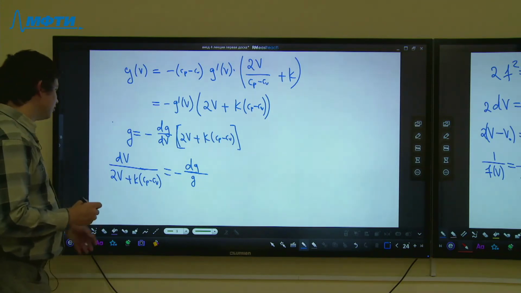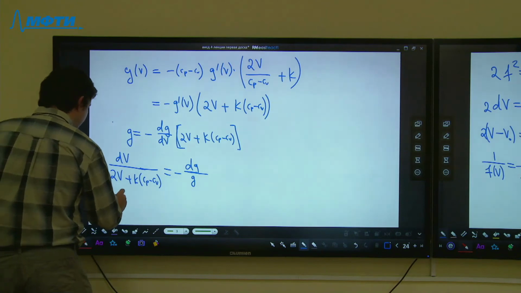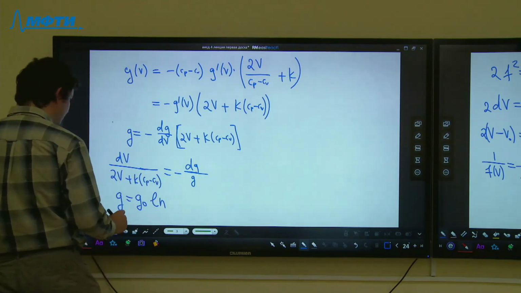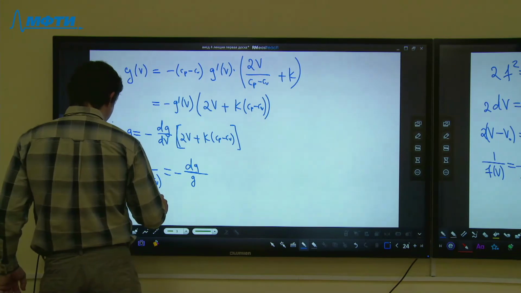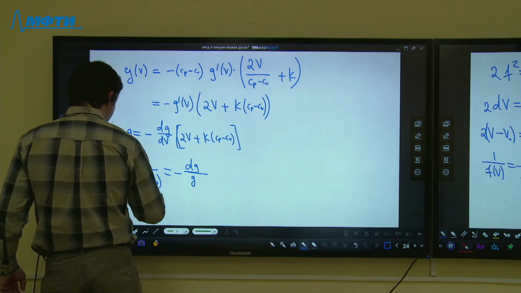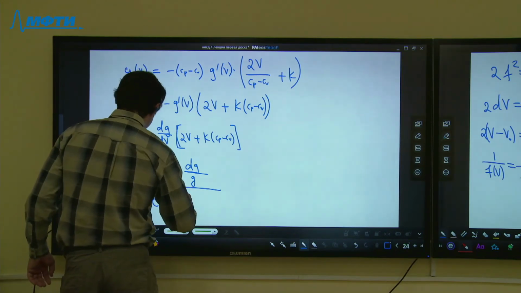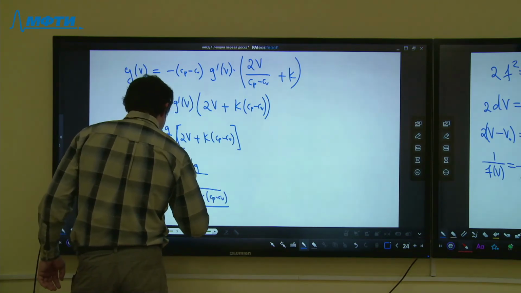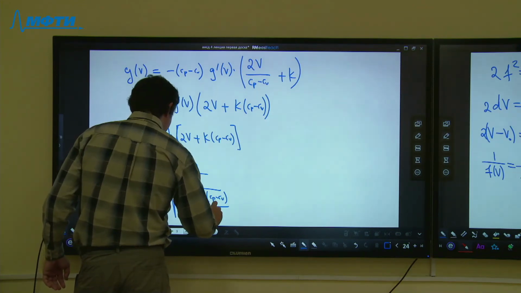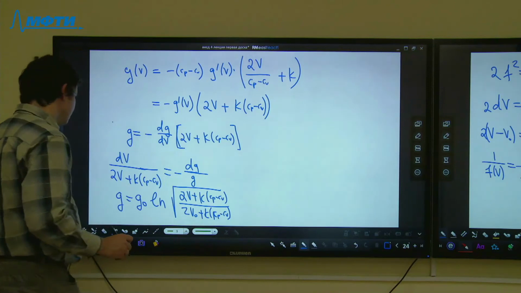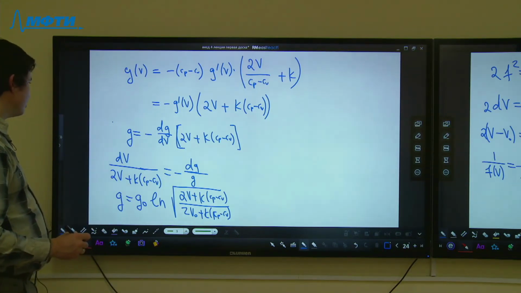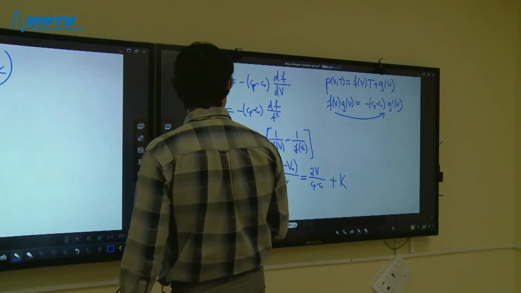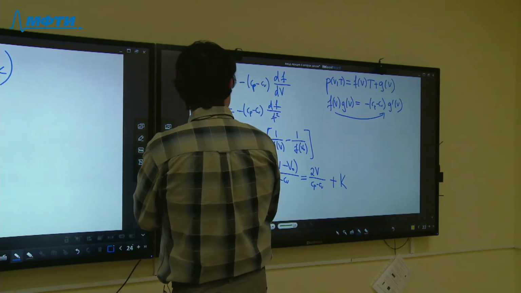Okay. So now I'm integrating that, and that would give me that g equals g0 times logarithm of 2V plus K times Cp minus Cv over some 2V0 plus K times Cp minus Cv. So that gives me the equation for g. So now I know f of V and g of V, and then finally I am able to collect all of them in a single equation, but it feels like I have done some mistake somewhere.